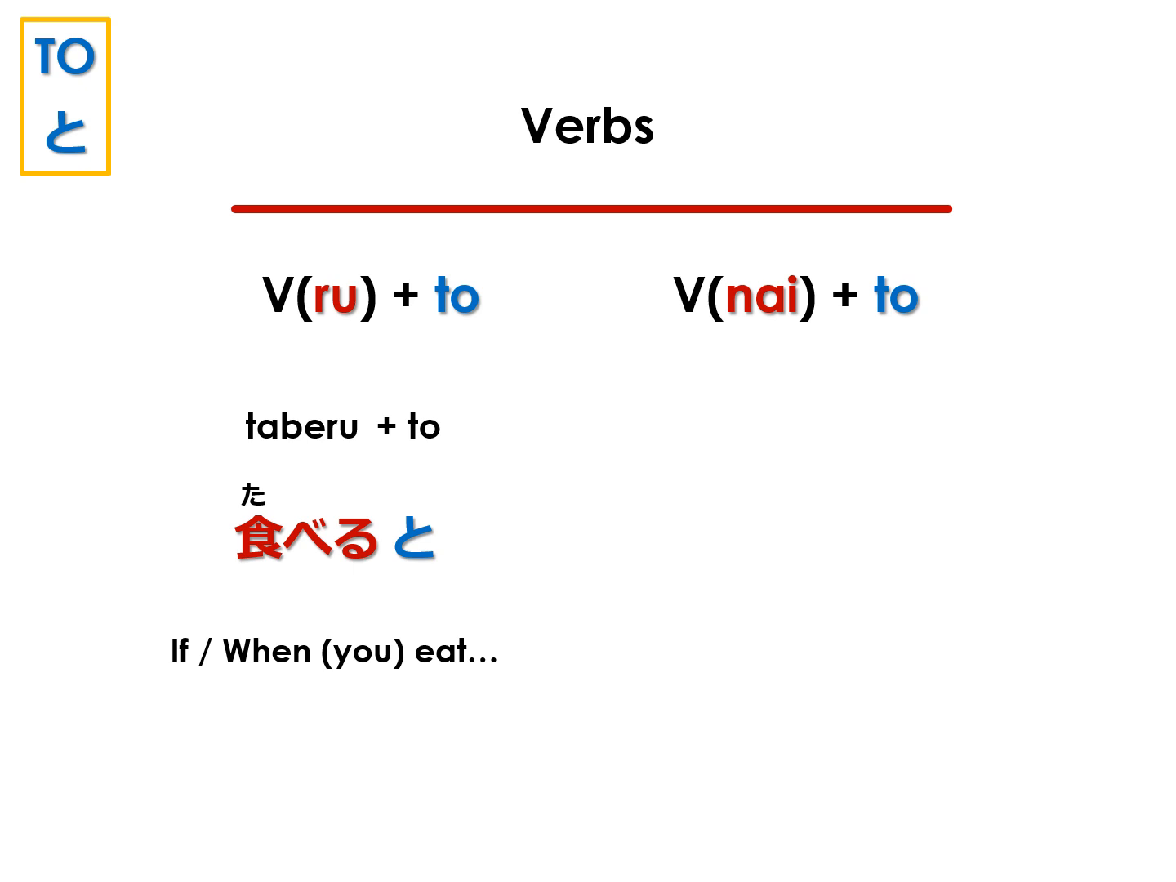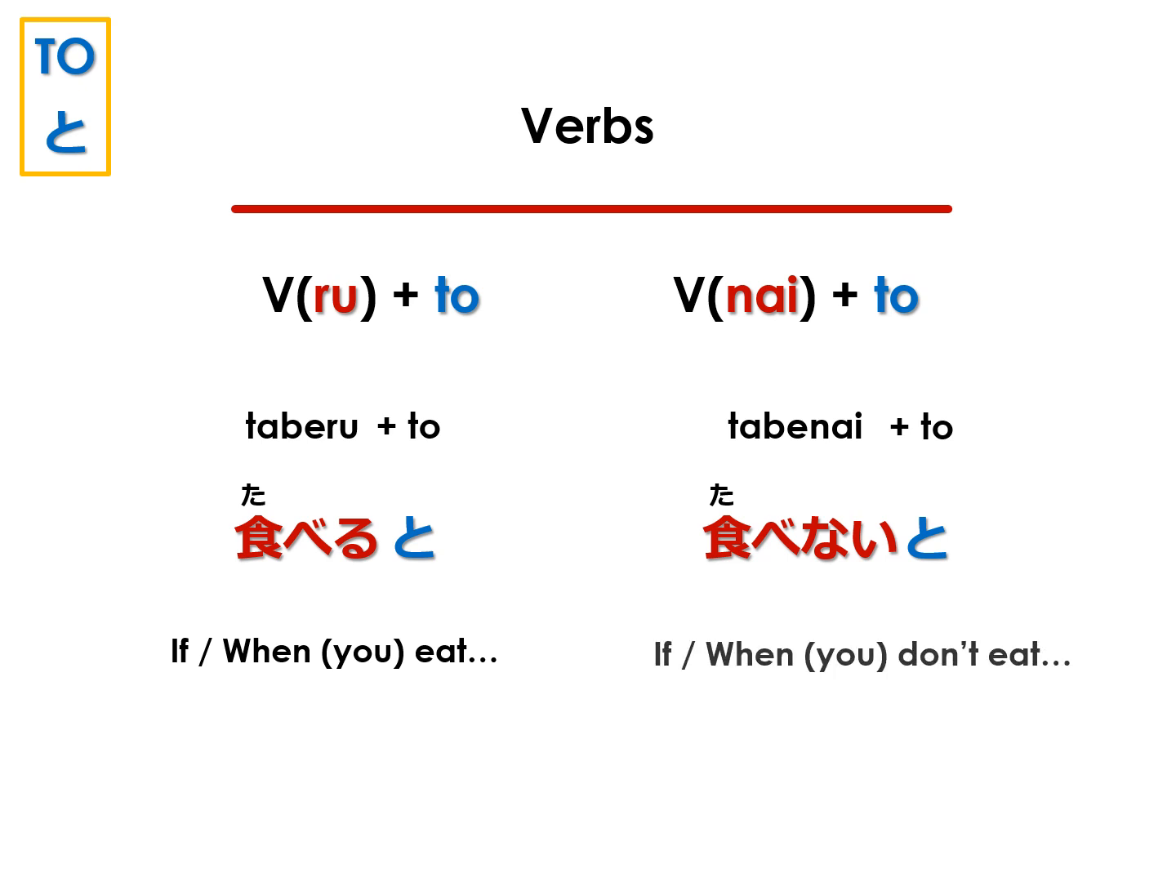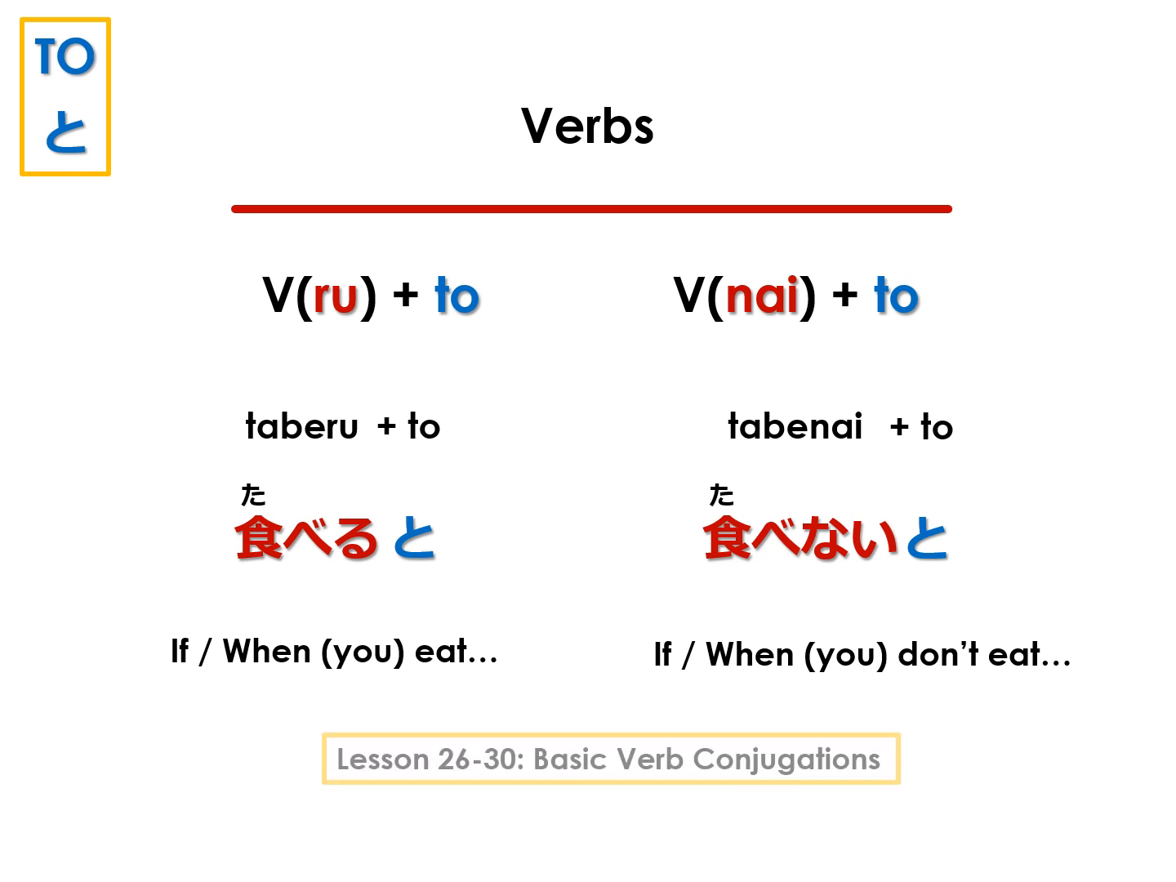Now to form the negative, simply take the negative plain non-past or the nai form and add to. So taberu becomes tabenai, and adding to forms tabenai to, which means if you don't eat or when you don't eat. Now whether it's if or when depends on the context of the sentence. To review how to make the nai form, you can review basic verb conjugations in lessons 26 to 30.